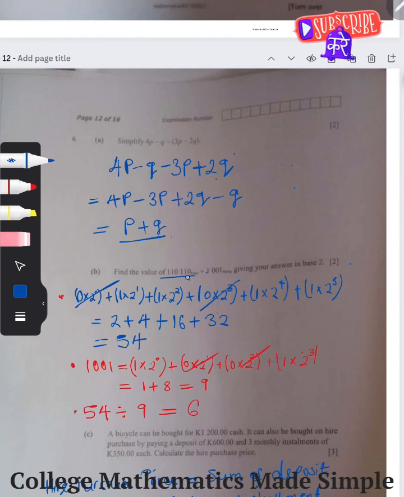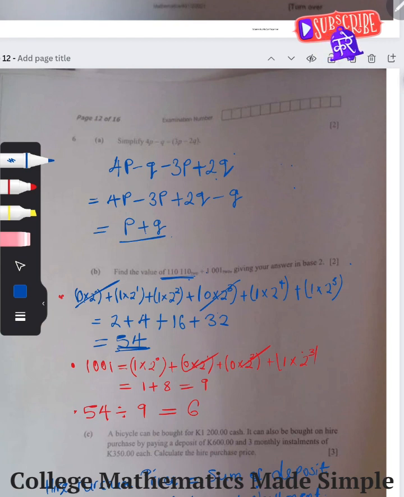Now, the first number, 110,110 in base 10 is just going to be equal to the last number is 0 multiplied by 2 to the power 0, then plus 1 multiplied by 2 to the power 1 until 1 multiplied by 2 to the power 5. So when you calculate this, you have 2. So this and that is 0. So this is just a 2. This is 2 squared, which is 4. And this is 2 to the power 4, which is 16. And this is 2 to the power 5, which is 32. So the answer is 54. So this first number in base 10 is equal to 54.